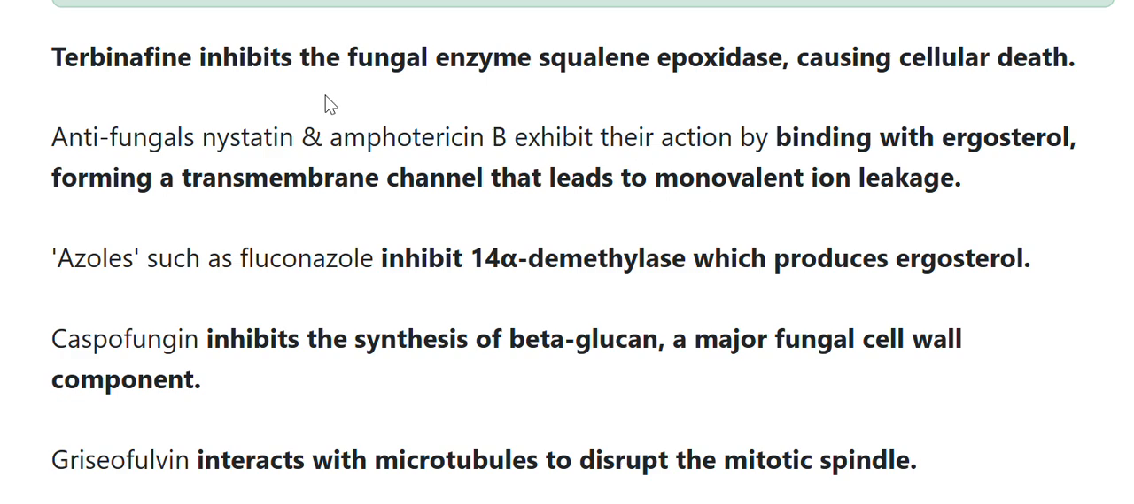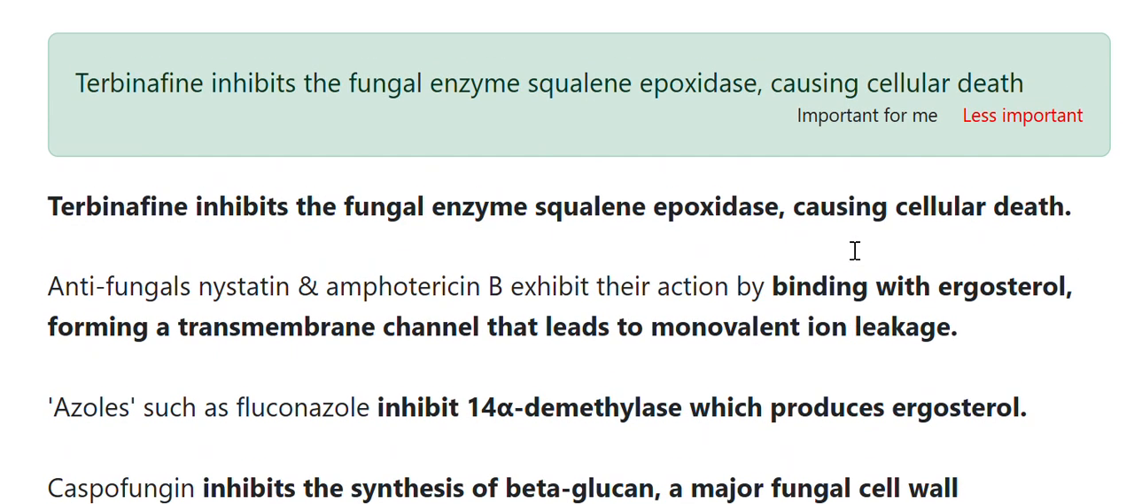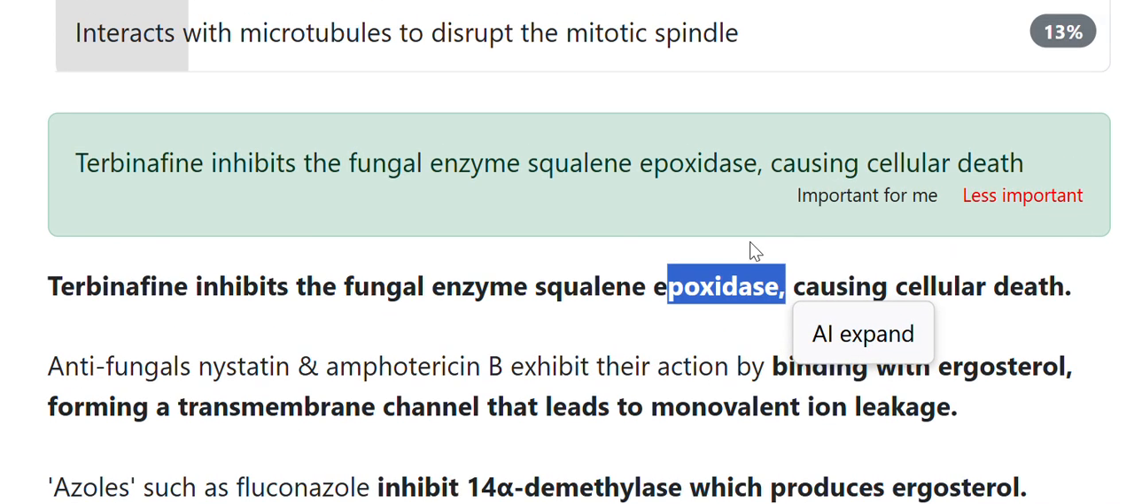Nystatin and amphotericin B also bind ergosterol, forming a transmembrane channel that leads to monovalent ion leakage. So, terbinafine acts on ergosterol and the cell wall.